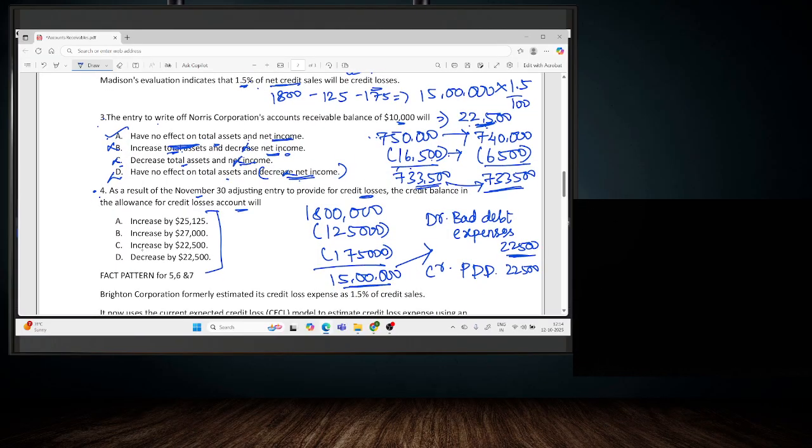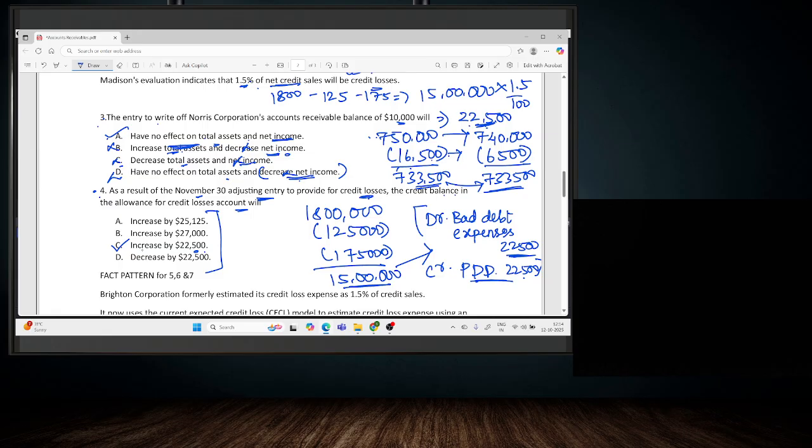So what is the answer? Here provision for doubtful debts is increasing by how many rupees? 22,500. So as a result of the 30th November adjusting entry, as a result of the adjusting entry to provide for credit losses, the credit balance in the allowance for credit loss account will increase by how many rupees? It will increase by 22,500 rupees, which is nothing but 1.5% of 15 lakh.